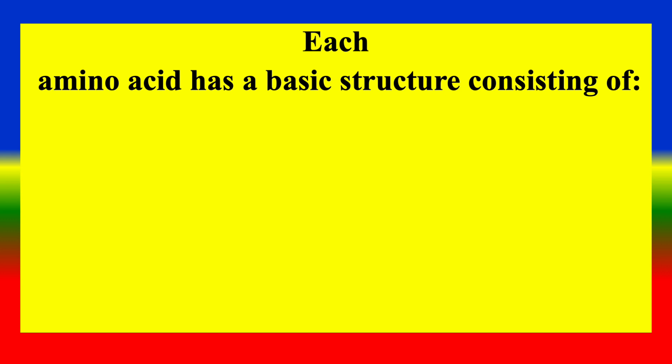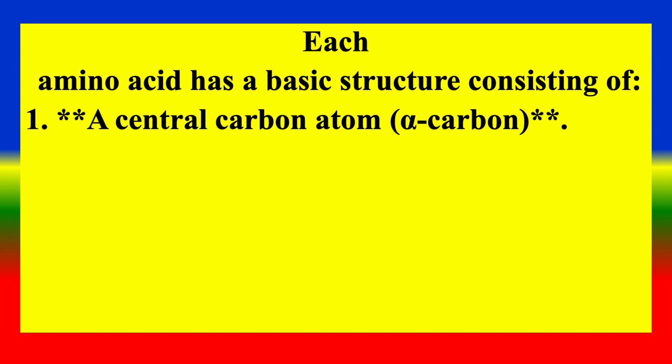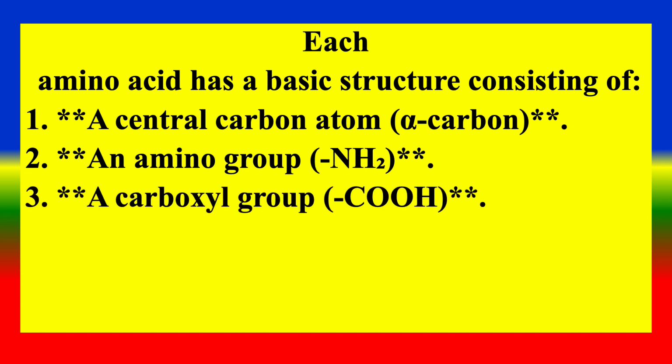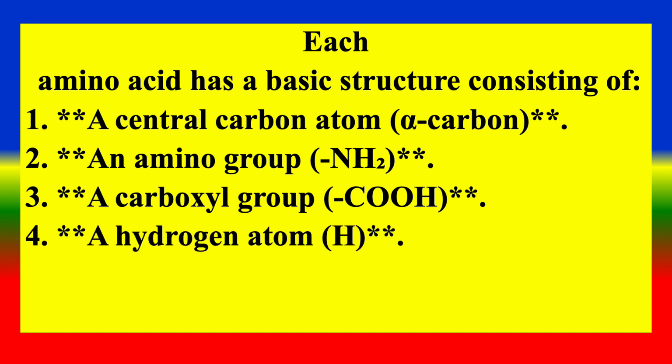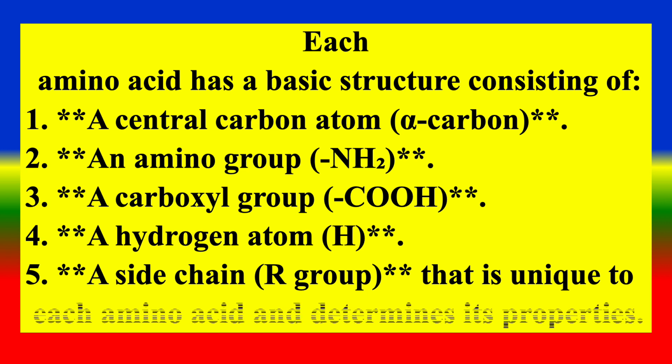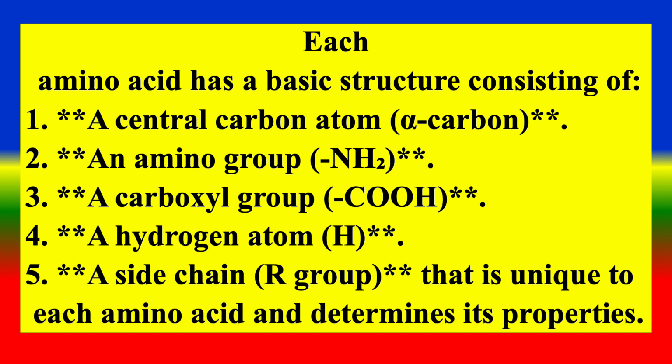Each amino acid has a basic structure consisting of: 1. A central carbon atom, 2. An amino group, 3. A carboxyl group, 4. A hydrogen atom, 5. A side chain that is unique to each amino acid and determines its properties.